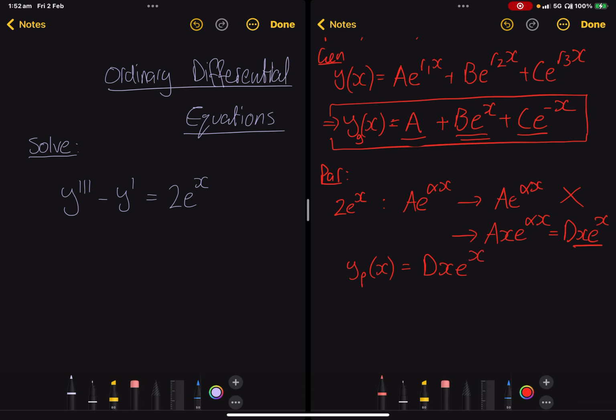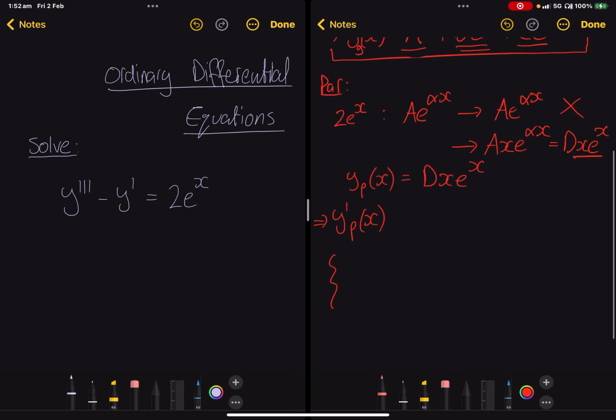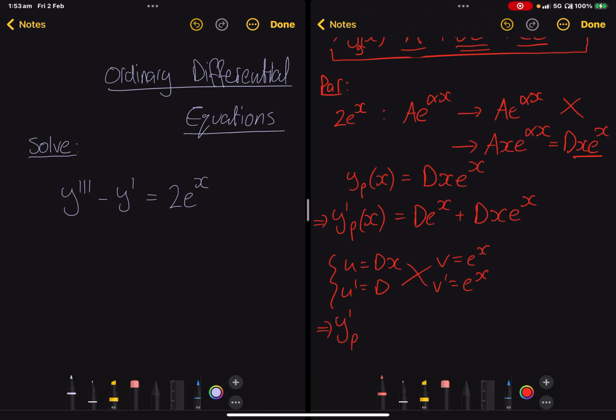We can differentiate this. y' particular of x. We can do this as a product rule. So u is d x, v is e to the x, u' is d, v' is e to the x. So this becomes u' times v plus u times v', which is d e to the x plus d x e to the x. We can then differentiate this again. This will give us y'' particular of x.